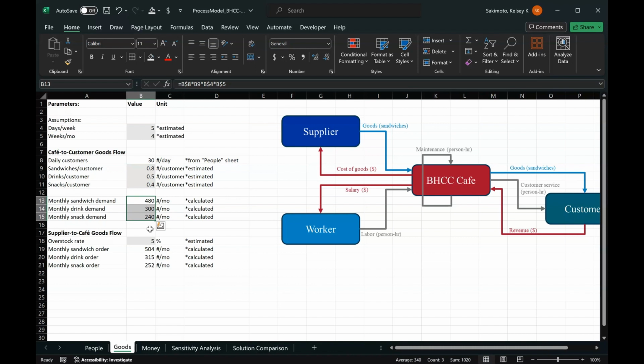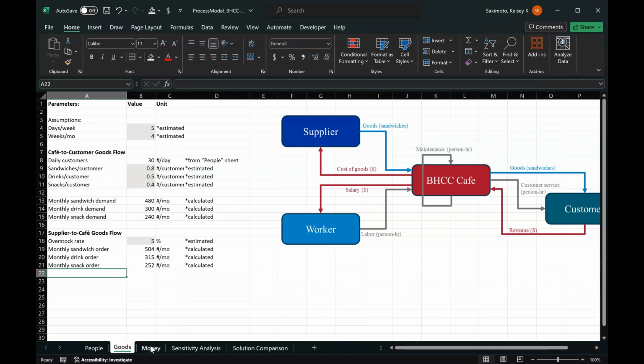That should be equal with some overstock margin. In this case, we'll estimate 5% of the flow of sandwiches, drinks, and snacks from our supplier to the cafe. Again, we're trying to quantify how much is moving along these arrows from supplier to cafe and cafe to customer in order to try to understand how much is being spent on each thing and how much is accumulating.